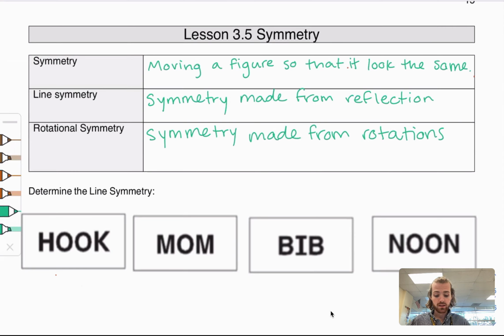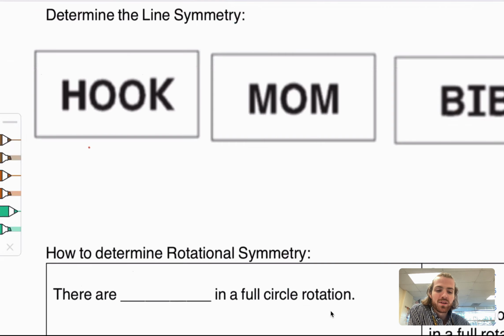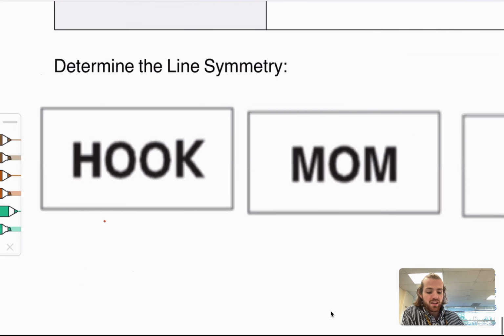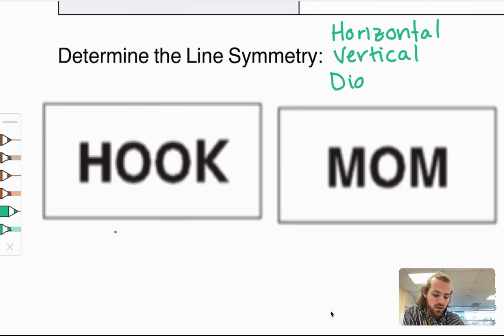Well, we're going to start with line symmetry. To look at line symmetry, we have some of these word boxes. And so the question here is going to be determine what kind of line symmetry we have. Our options, we're going to either say we have horizontal symmetry, vertical symmetry, or diagonal symmetry. I always have to figure out how to spell that word.